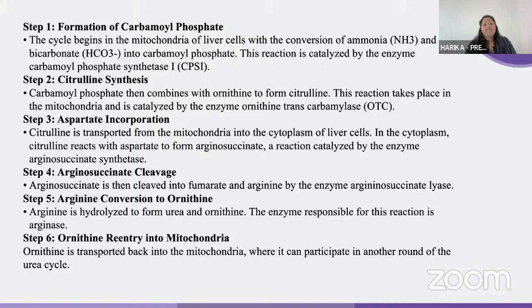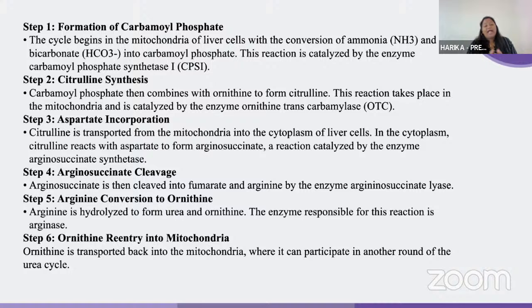So the next step will be citrulline synthesis. This CPS1 product combines with ornithine to form citrulline, and this takes place in the mitochondria. This combination is catalyzed by the enzyme ornithine transcarbamylase. Here comes your second enzyme.